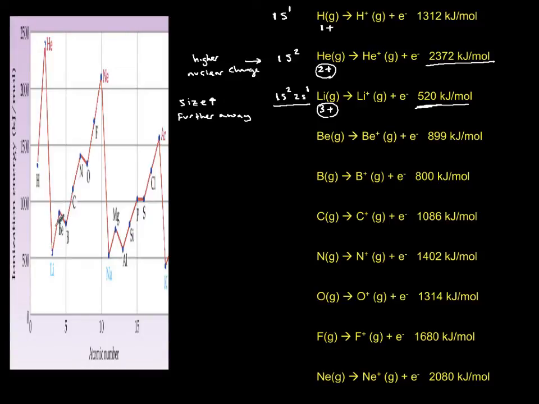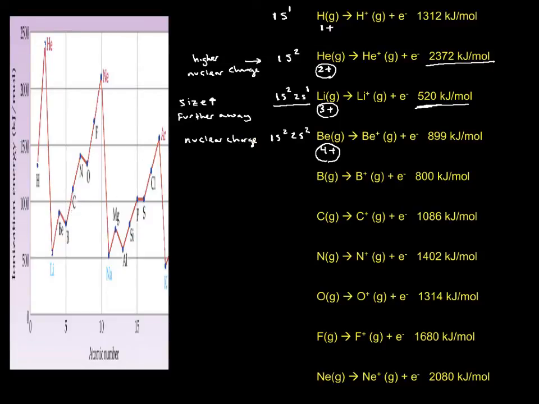Now let's go to the next member on this period, beryllium, which is 1s2, 2s2, 4+. Now they have the same subshell, therefore the size is not a good argument. The argument for this is simply nuclear charge. You have higher nuclear charge. Now there are anomalies that take place.